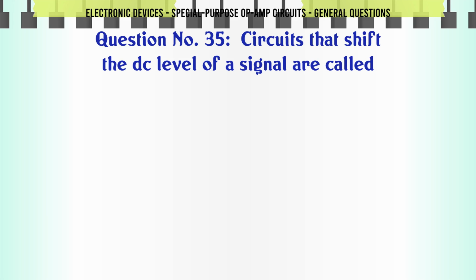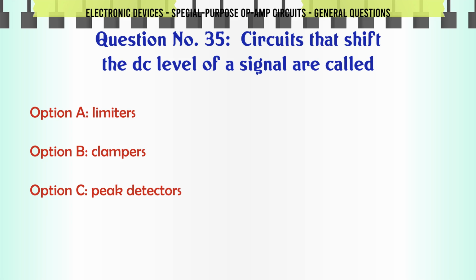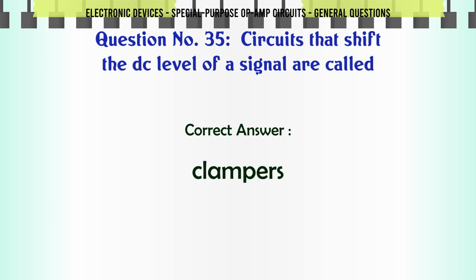Circuits that shift the DC level of a signal are called A. Limiters, B. Clampers, C. Peak detectors, D. DC converters. The correct answer is clampers.